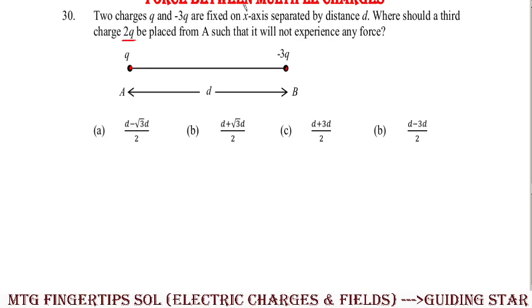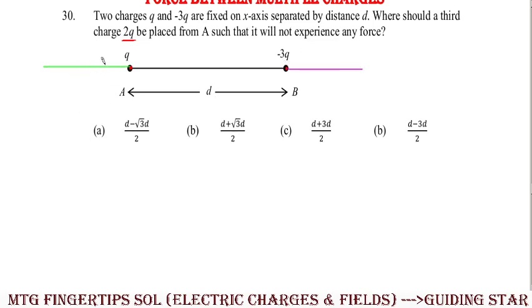Okay, fine. So what are the possibilities where we can place this 2q charge? What are the regions where we can keep? So here we can keep this charge in the left of the given system, here we can place it, or else we can place it completely on the right also, here.